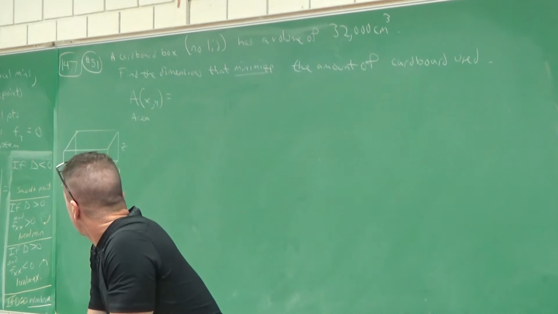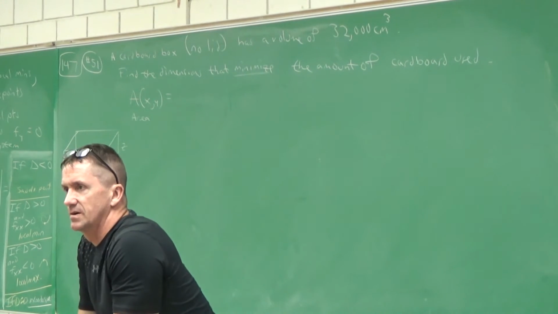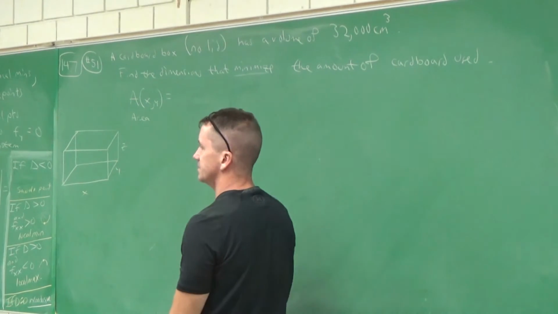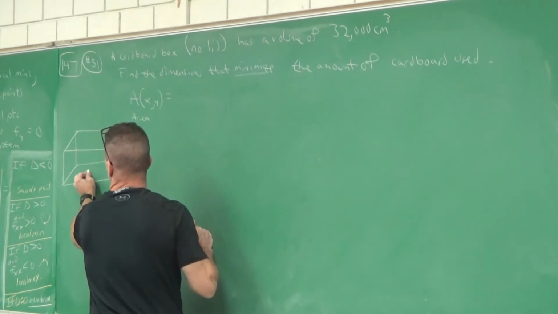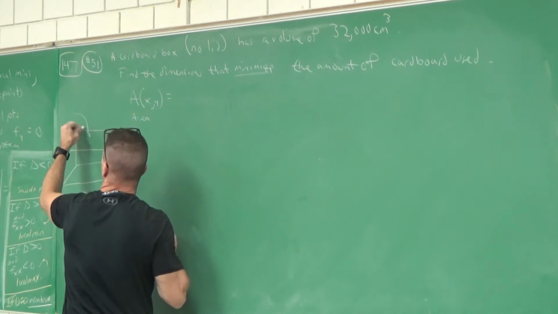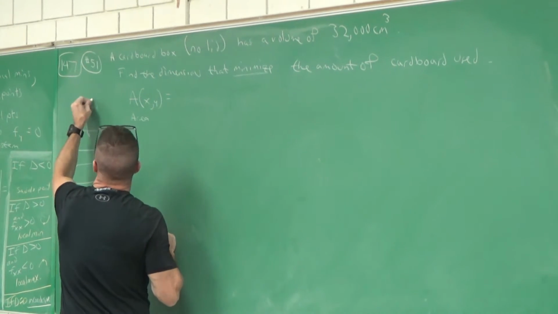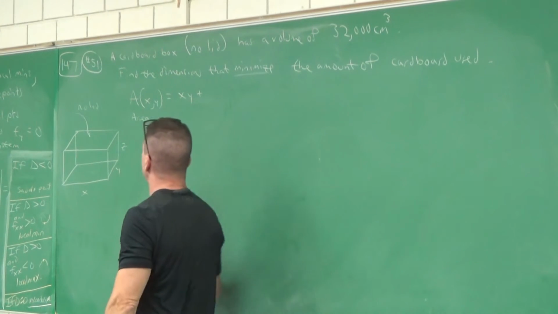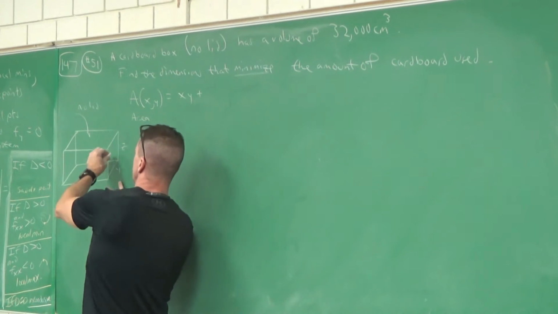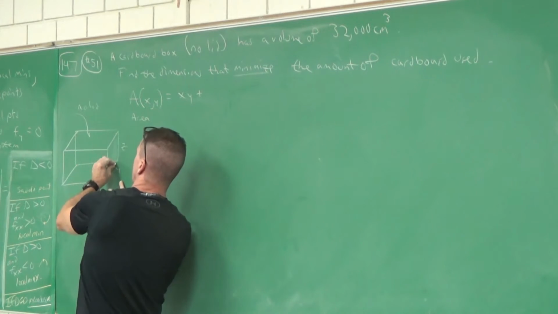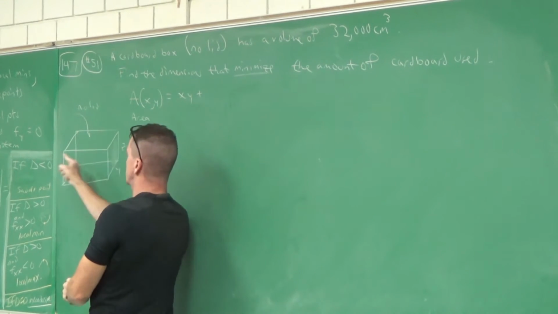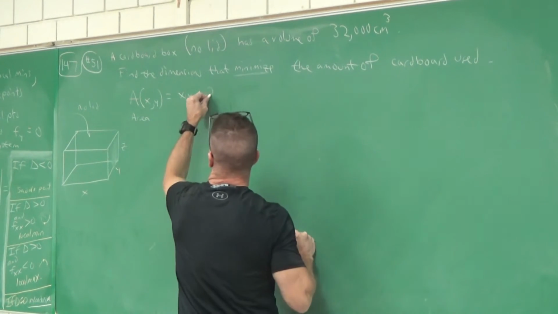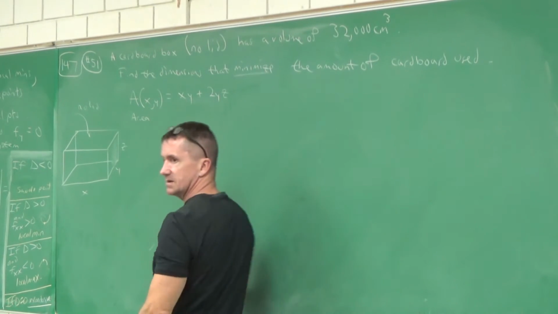Cool. So what's the surface area? Well, let's start with the base. What's the area of that base? XY. By the way, I'm going to put a reminder, there's no lid. So area is XY, there's the base, plus, what's the area of that side right there? Y times Z, and there's two of them. So plus 2YZ. Does everyone see that?